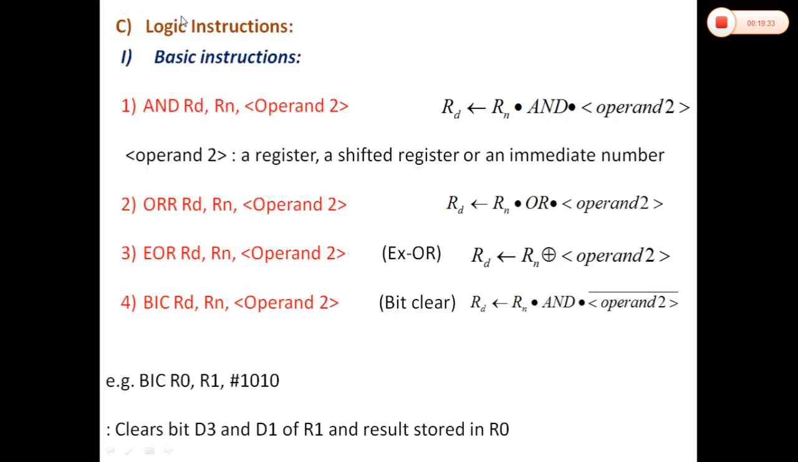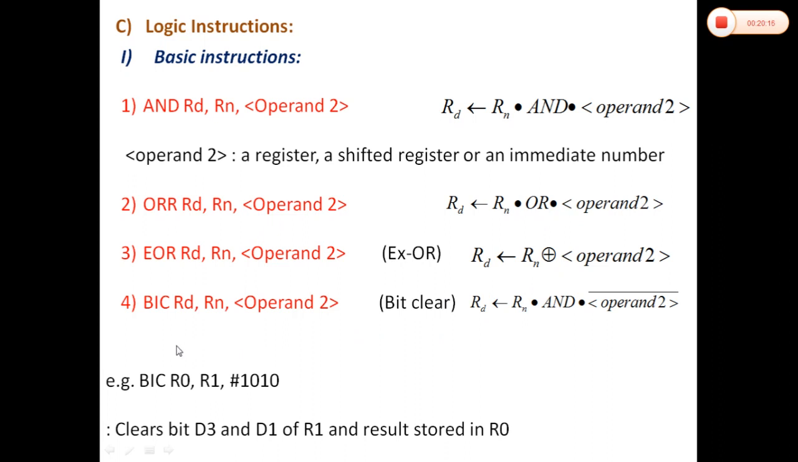Now let's go to logic instructions. Under this, there are some basic instructions, that means the instructions for basic operations which are shown here. They perform basic logic operations, AND, OR, XOR. The instruction is shown here, AND RD, Rn, operand 2. So Rn and operand 2 are ANDed together and the result is stored in RD. Once again, we know that operand 2 may be a register, it may be a shifted register or an immediate number. Similarly, OR operation, similarly XOR operation.